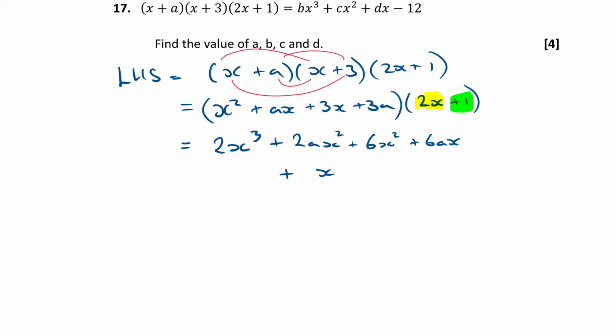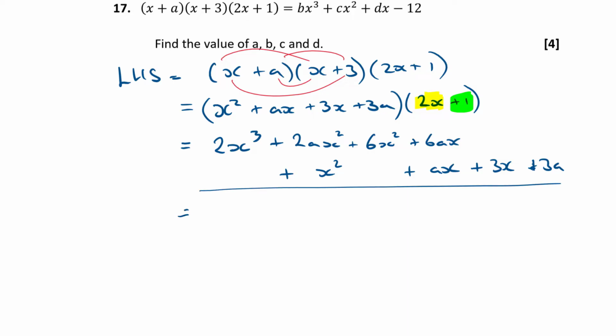And then 1 times ax is ax. And then 1 times 3x is 3x. And then 1 times 3a is 3a. You notice I've kind of staggered it as I've gone through, because I'm used to it helping me collect like terms together a little bit.